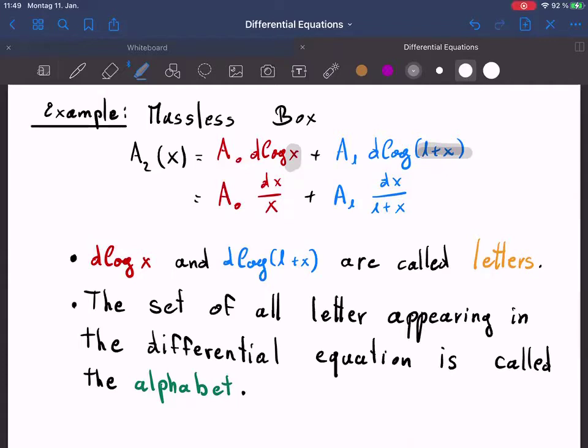Okay, so the simplest case I can have then is I have d logs, and the arguments of the d logs are linear.